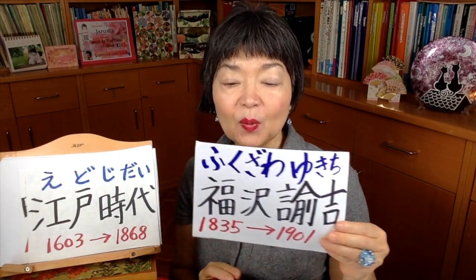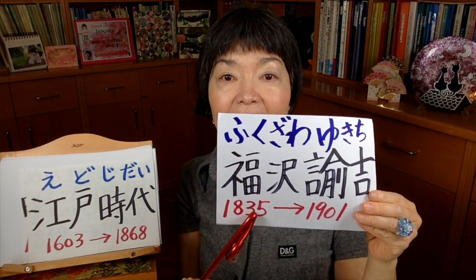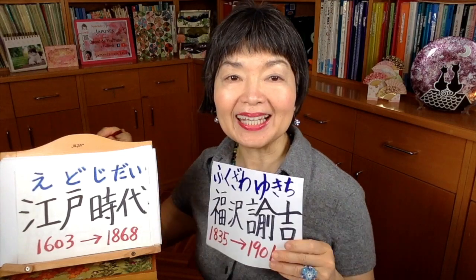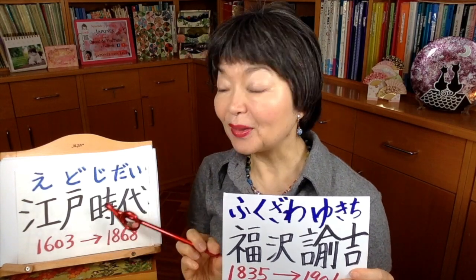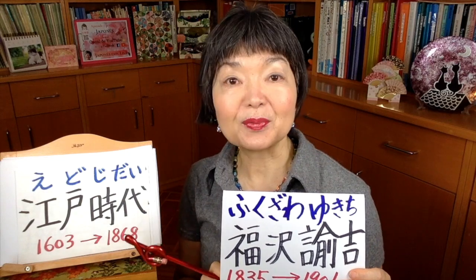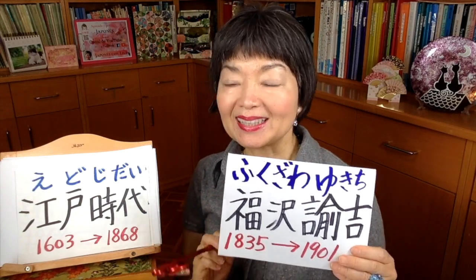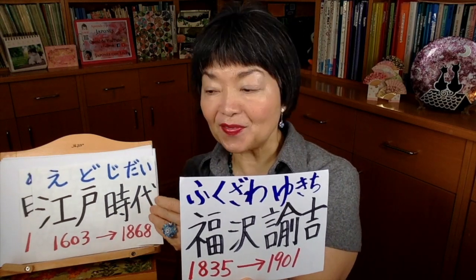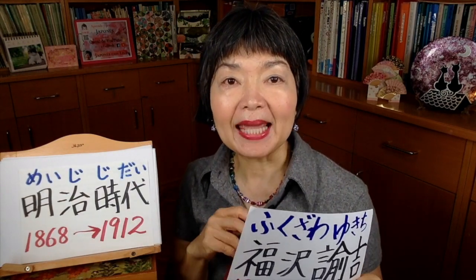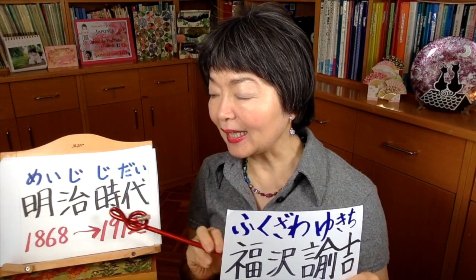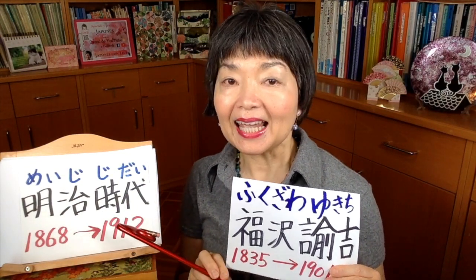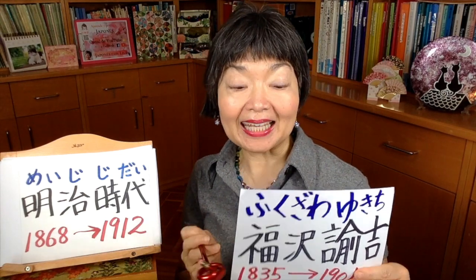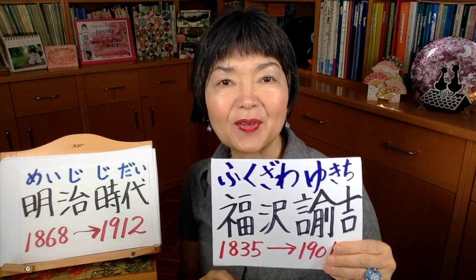When he was born, in 1835, it was still the Edo Jidai, the Edo period, the period of samurai and Tokugawa. He was born in the last part of it. But he influenced Meiji Jidai very much. Meiji Jidai was from 1868 to 1912, the new Japan, the modern Japan. And he was a real influencer.